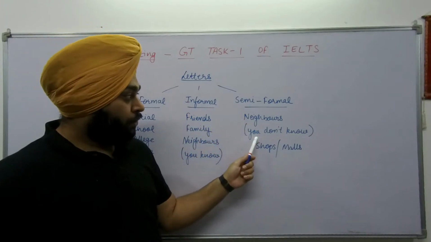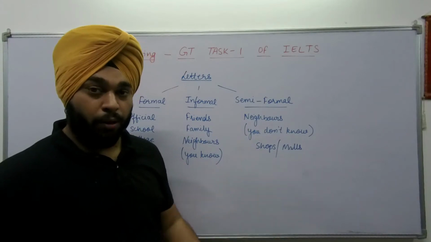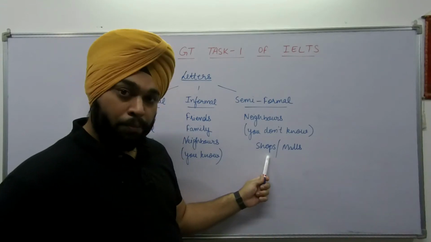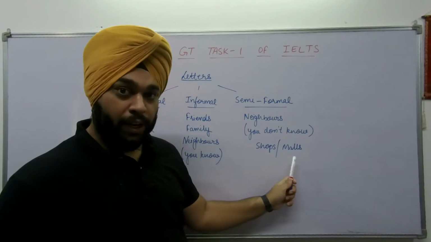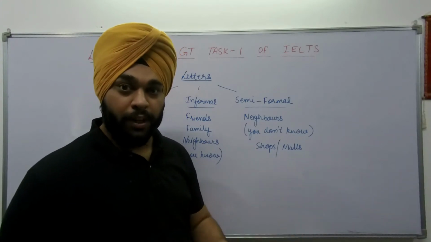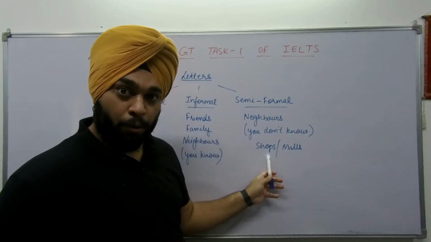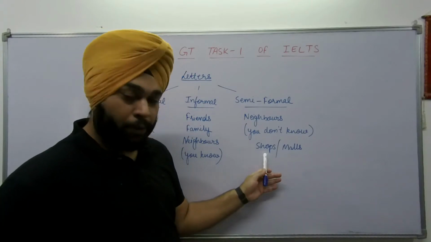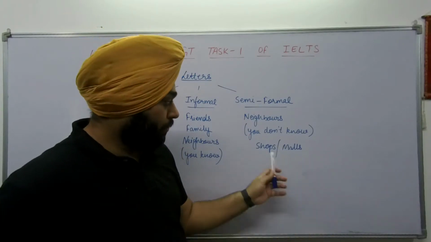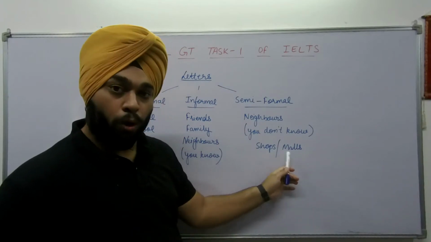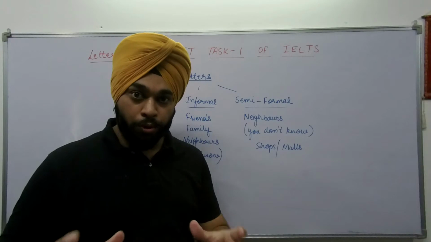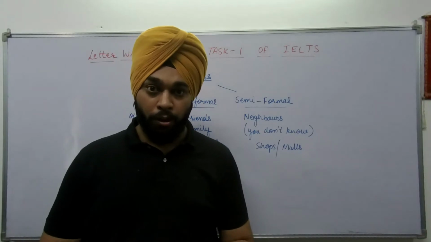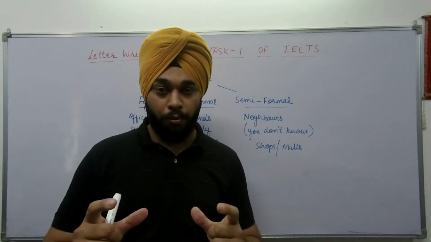Neighbors you don't know, new neighbors, or anyone in your street, or anyone living in your area, in your town, whom you don't know. Shops and malls. You get a lot of letters related to shops and malls. For an example, recently you bought a mixer grinder and it was not working. Write a letter to the shopkeeper for replacing it or returning it, right? And again, mall. So these are very common letters, but I have seen that most of the students don't know the difference between the formal, informal and semi-formal, because there are slight variations in the format of all of these three letters.